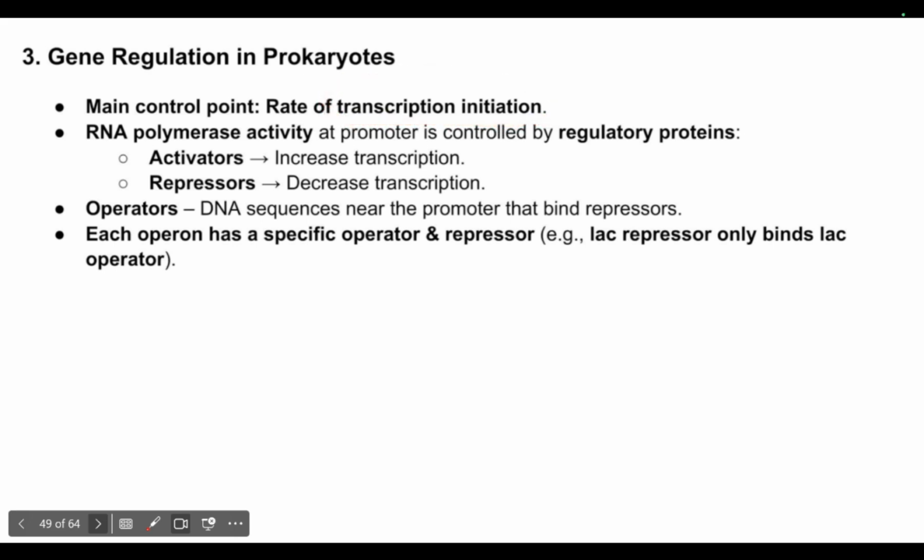In this case, the RNA polymerase activity is controlled by regulatory proteins. So there can be activators which increase transcription, and there can be repressors which decrease transcription. On the same site, there will be an operator, which is where the repressor will bind. So each operon has a specific operator and repressor.